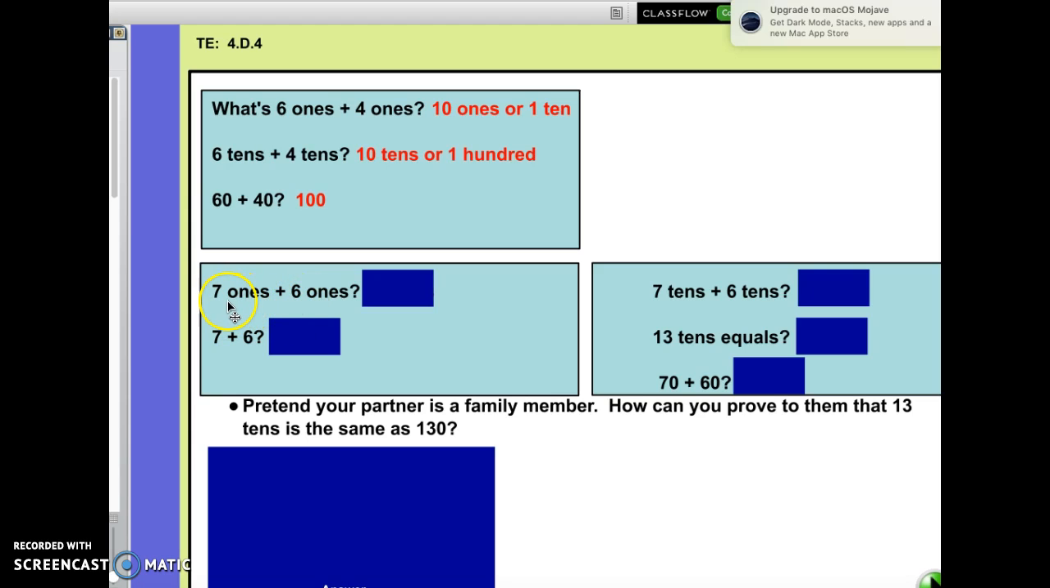All right, so this one, 7 ones plus 6 ones. Now remember that the ones are ones, the tens are tens, and right here, they're not combining them at all, okay? 7 ones plus 6 ones, what'd you get? 13 ones? You're correct. And then 7 plus 6 is 13 too. Now over here, it gets a little trickier, 7 tens plus 6 tens. So you'd have to go to 70 plus 60, and you would get 13 tens. 13 tens equals 130.